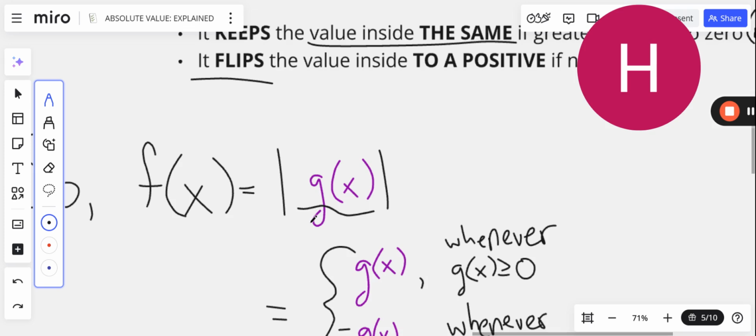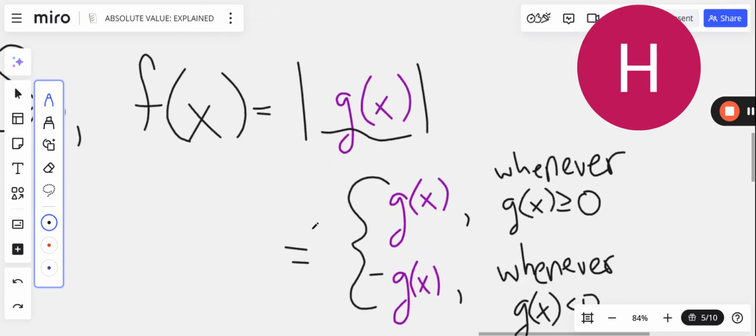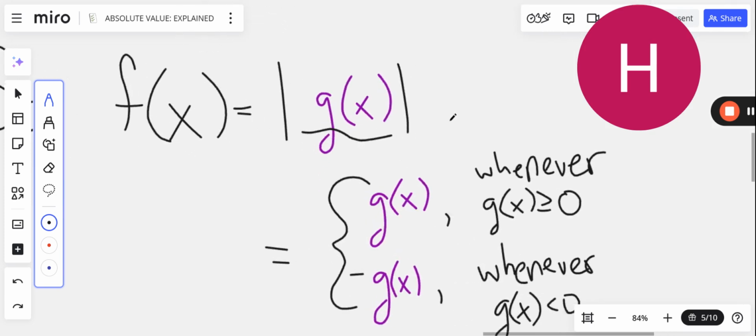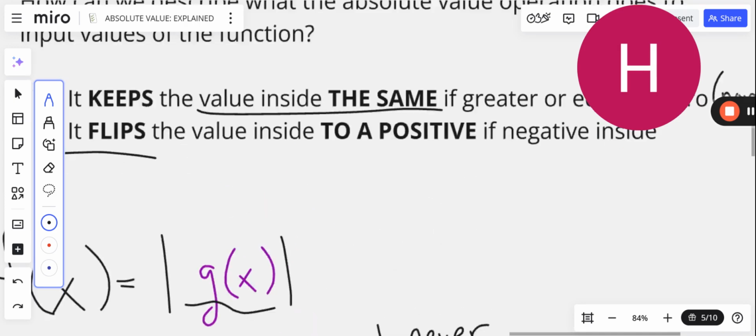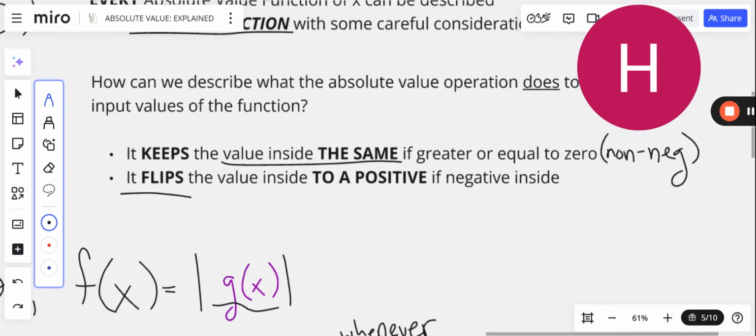If we want to write it as a piecewise function, it's going to be two different pieces at least. It's going to just stay the same, g of x. Nothing's going to happen to it whenever g of x is greater than or equal to 0. In other words, non-negative. So this is what I wrote up here. I don't want you to think that I'm going into something completely different. I'm just showing you how we would write it as a function.